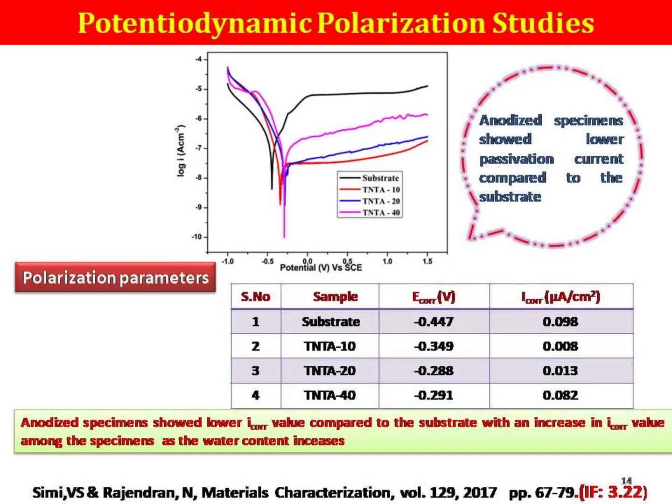Then coming to the potentiodynamic polarization studies. With varying water content, the corrosion resistance of the material varies. So these are the anodized samples, by varying the water content. The anodized specimen showed lower passivation current compared to the substrate. The anodized specimen showed a lower Icorr value compared to the substrate, with an increase in Icorr value among the specimens as the water content increases.